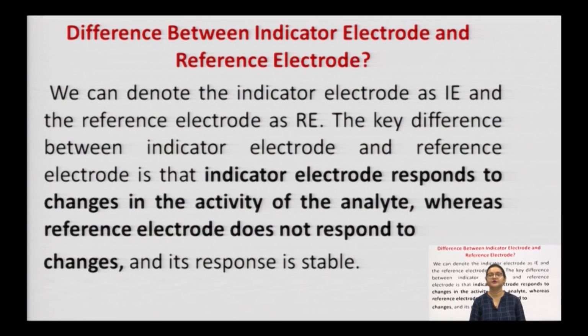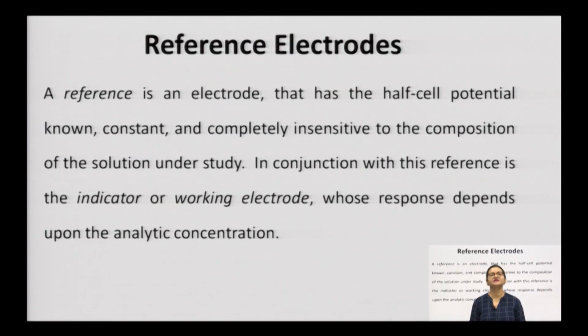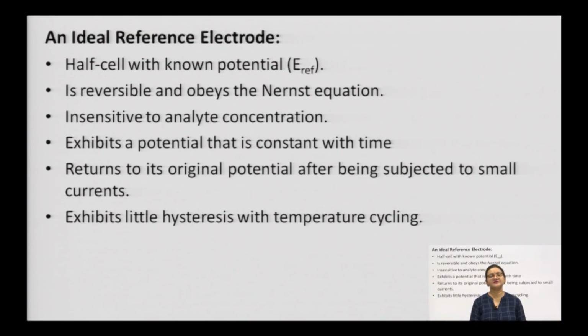So altogether now we can summarize the types of potentiometric electrodes. Basically there are two types of potentiometric electrodes, reference electrode and indicator electrode. A reference electrode should be stable and insensitive towards the change in analytical concentration. Its potential should be known. It works as a reference for the other electrode, and it shows a reversible reaction.